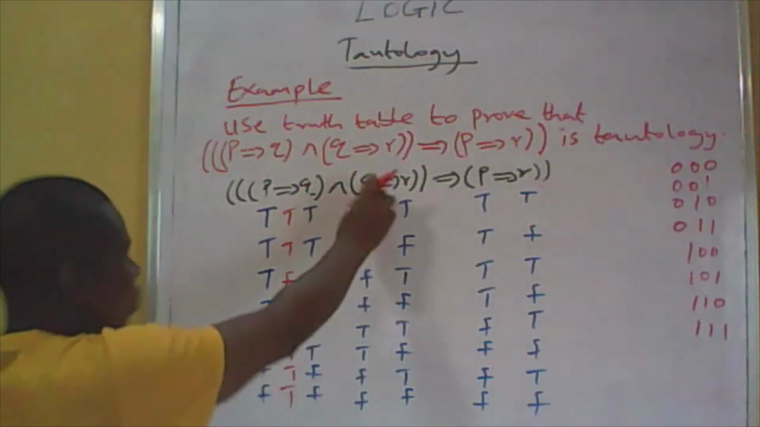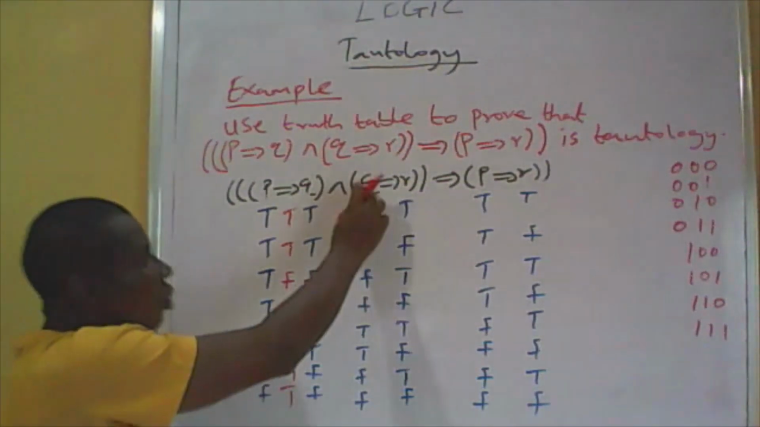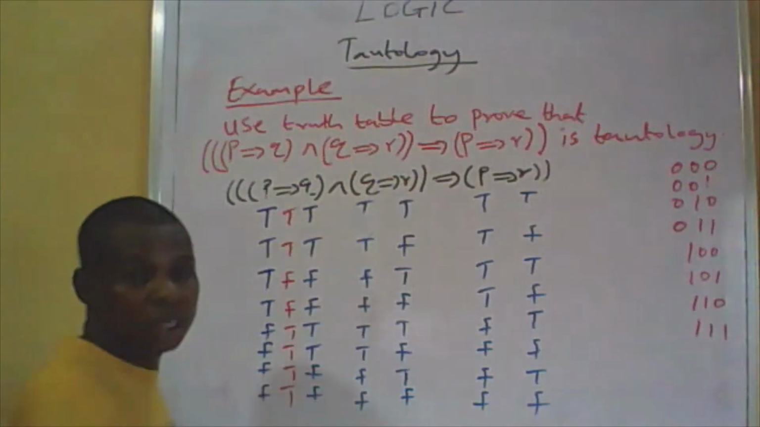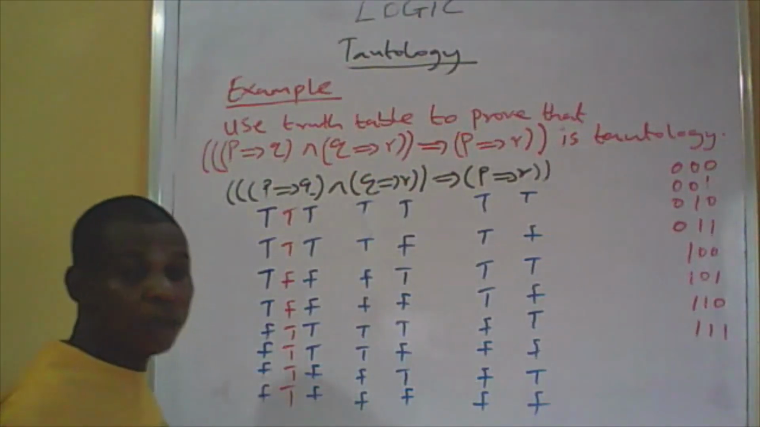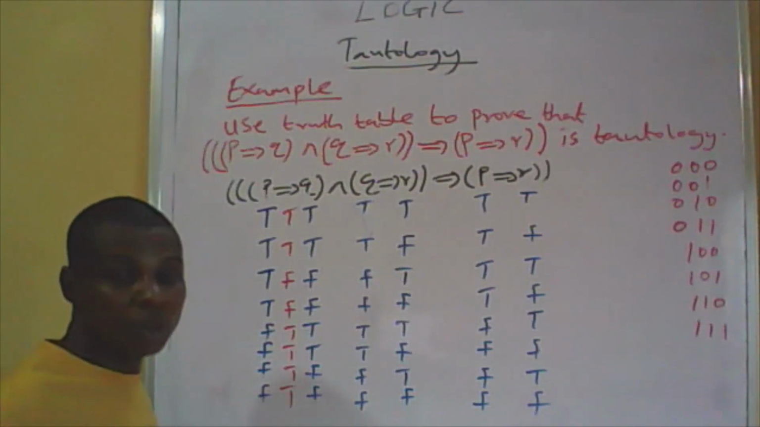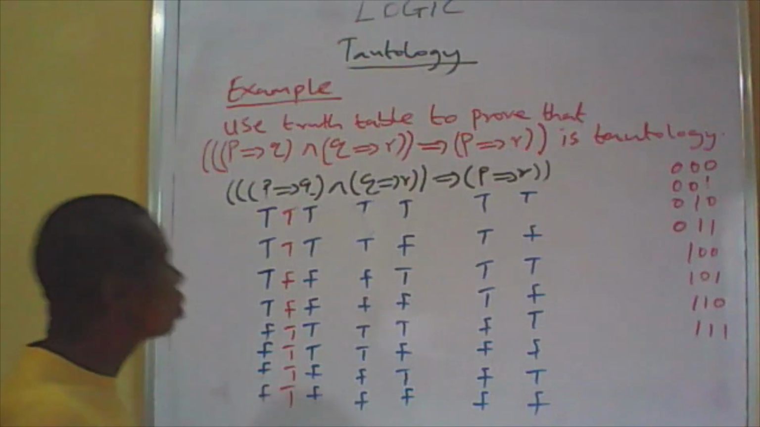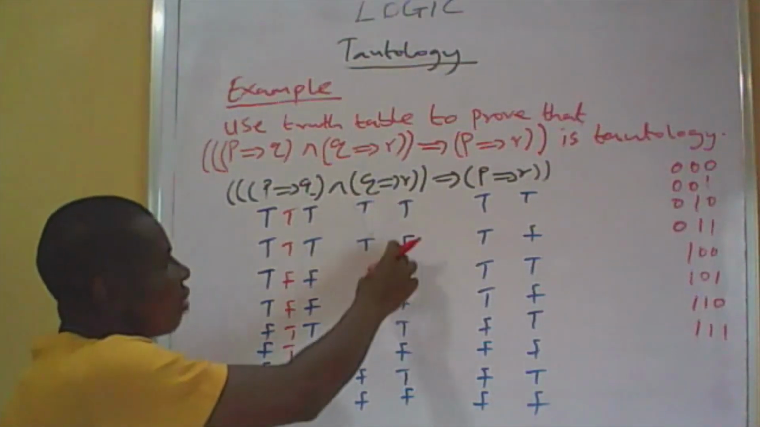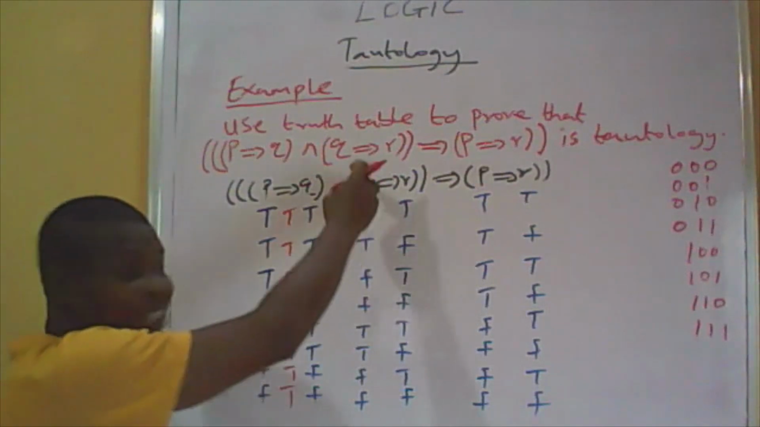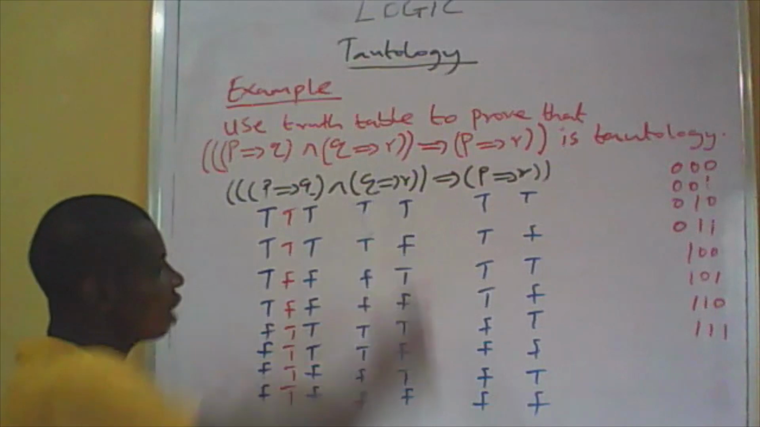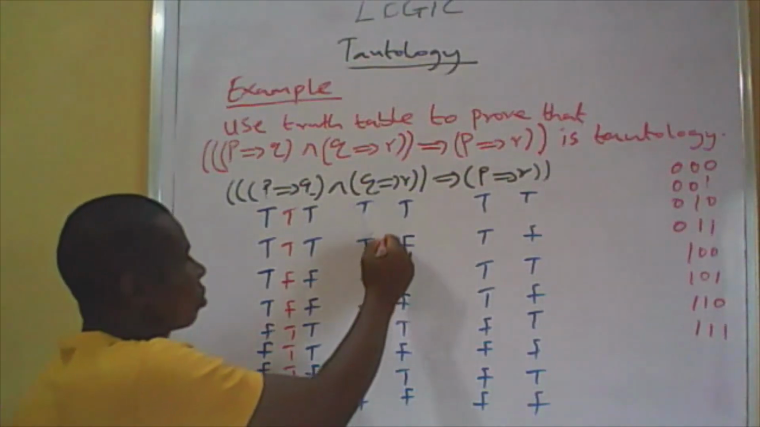Now let us separate this one also. You know that here Q is the antecedent, while R is the consequent. So anywhere Q is T and R is F, you know that it's going to be false. So here you have T, F. That means the antecedent is truth, while the consequent is F. That means it's going to be F.